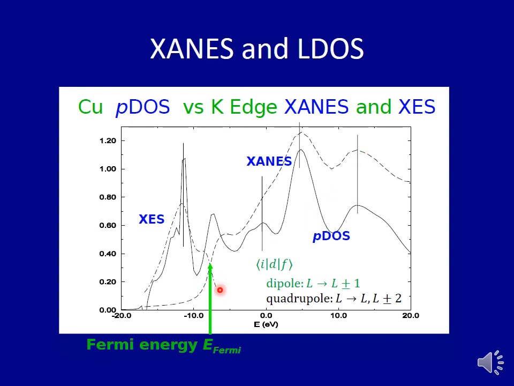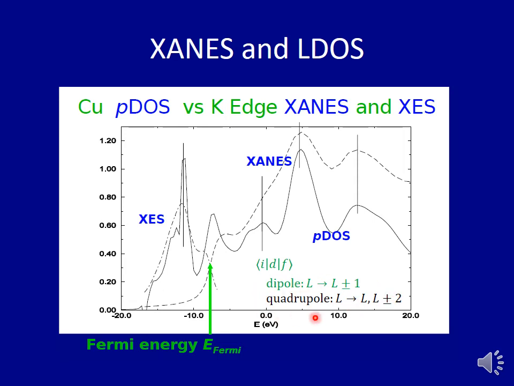And you can also look at the XES, X-ray emission spectroscopy, and that will give you a measurement of the occupied states, since XES is occupied states falling down into the core hole and you're measuring the outgoing photon.